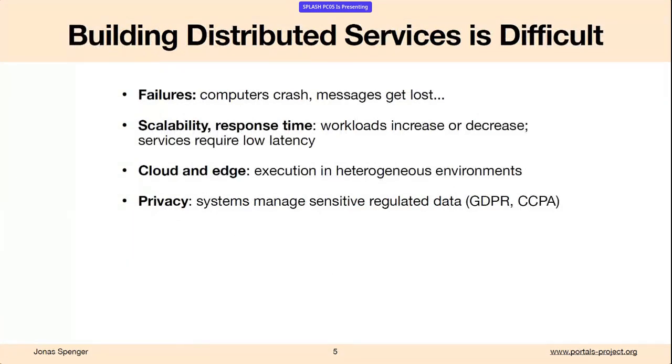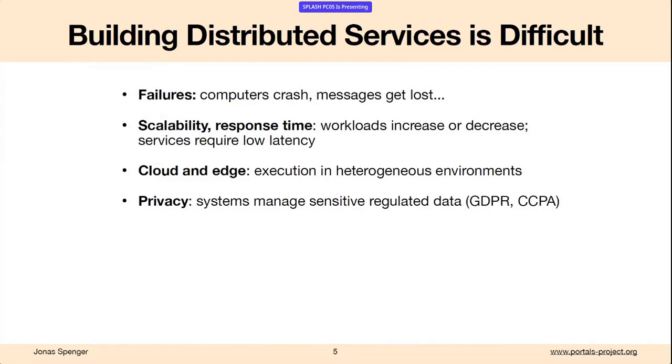Well, building distributed services is very difficult. I think that's no surprise. The main reason is failures. Computers might crash and messages might get lost. For the messaging, you might try to send more messages until you get a response back, but then you have to deduplicate messages also. So things get very messy very quickly.